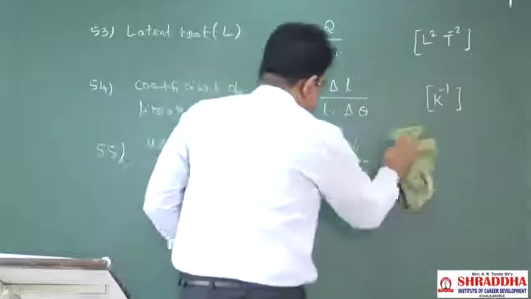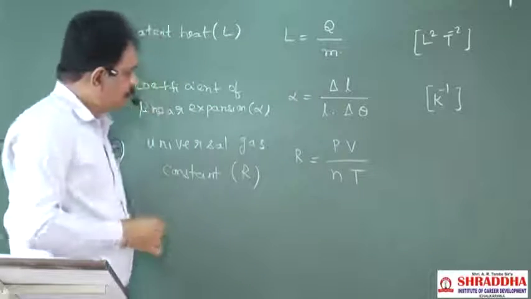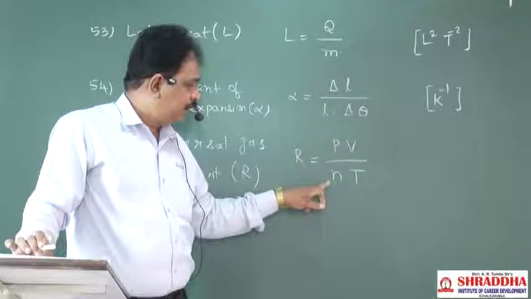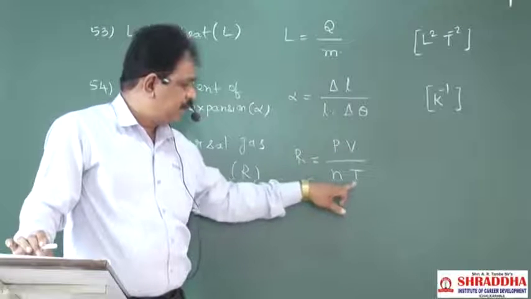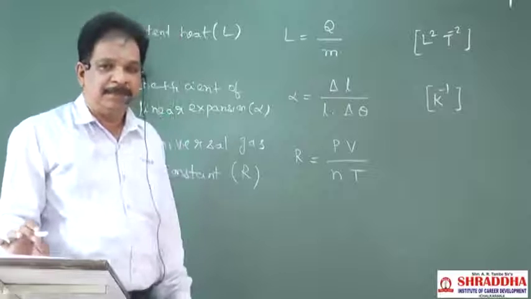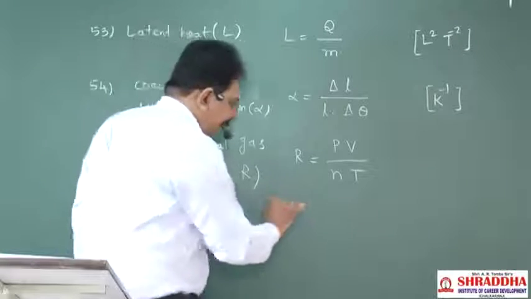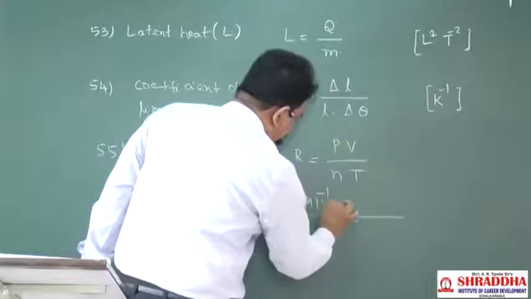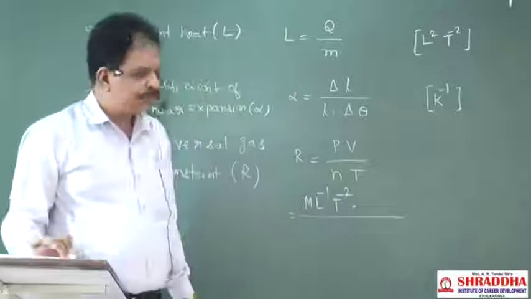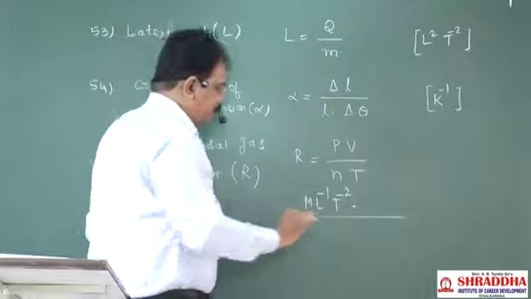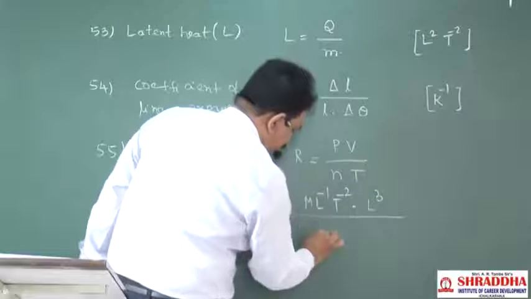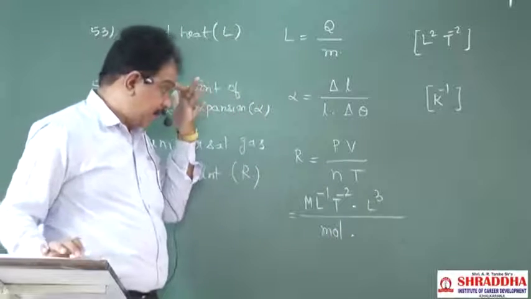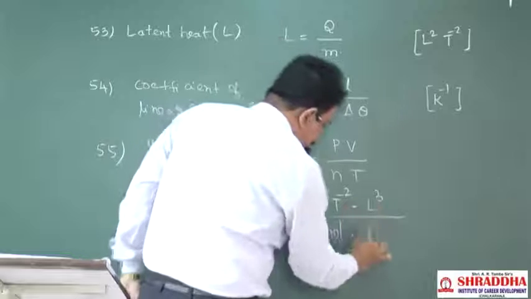Here we will write. P will be pressure, V will be volume, n is number of moles, T is temperature. So pressure dimensional formula M L power minus 1 T power minus 2. Volume dimensional formula L cube. Number of moles means mol. Next, temperature means Kelvin.